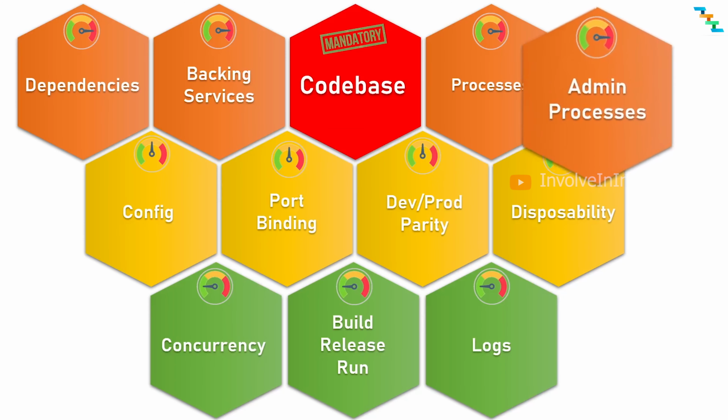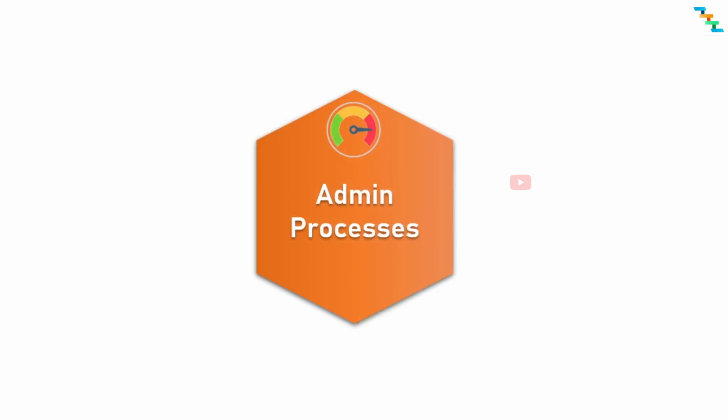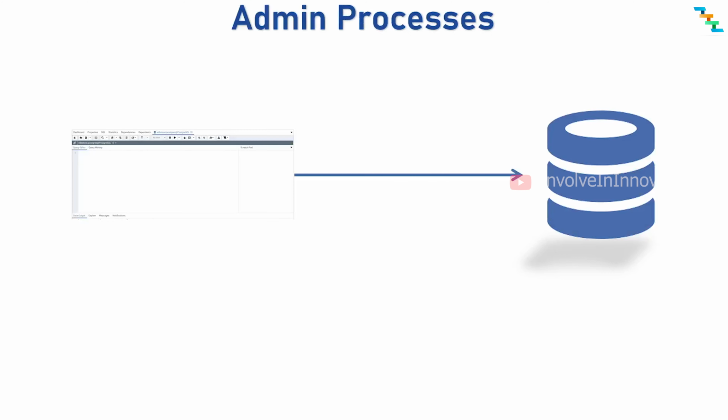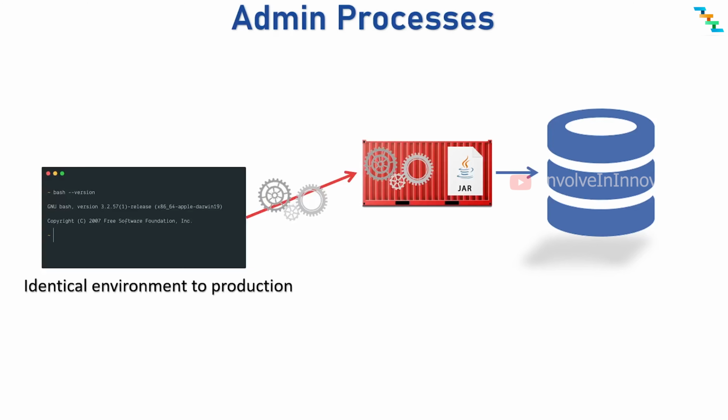Next we will see about admin processes: run admin or management tasks as one-off processes. Developers may often want to do some process which will be performed only once before deploying the application to any particular environment. For example, running data migration scripts or running scripts to inspect backing services, for example a database script or caching script, to analyze the existing data in production or in any other environment.